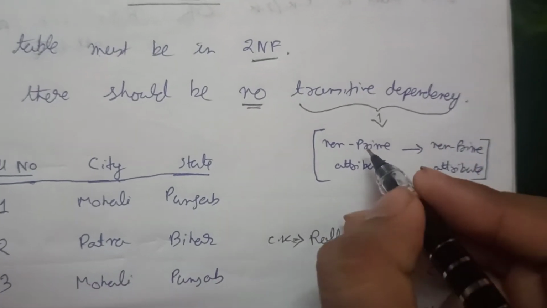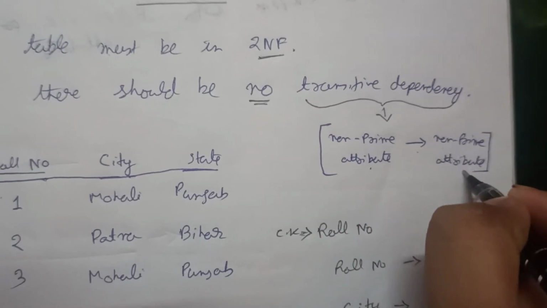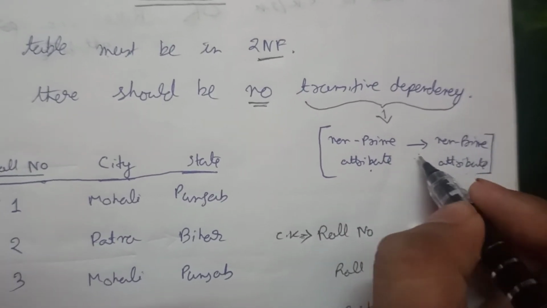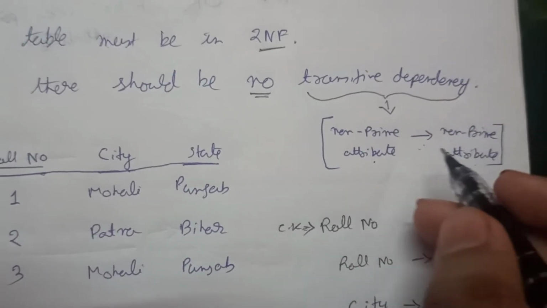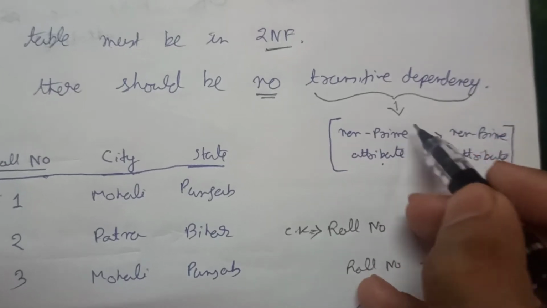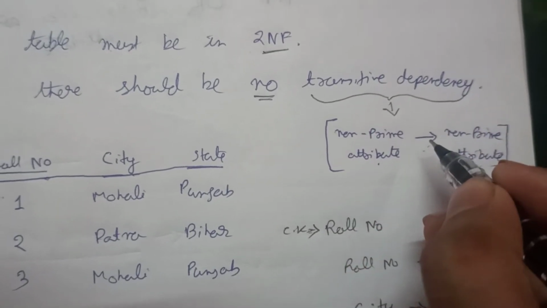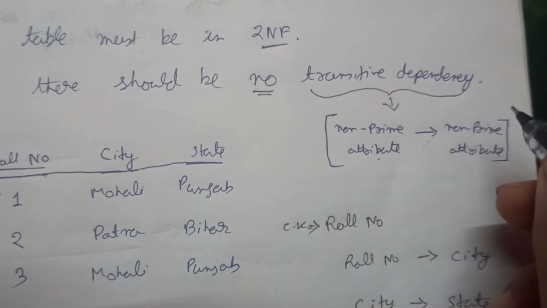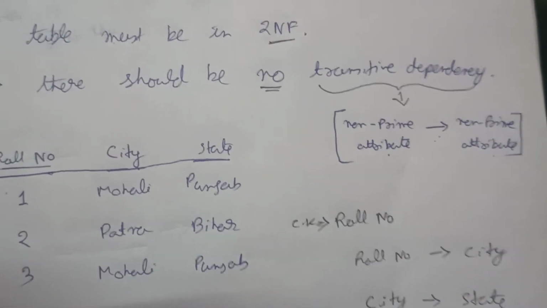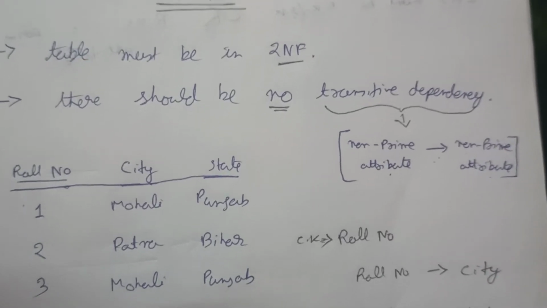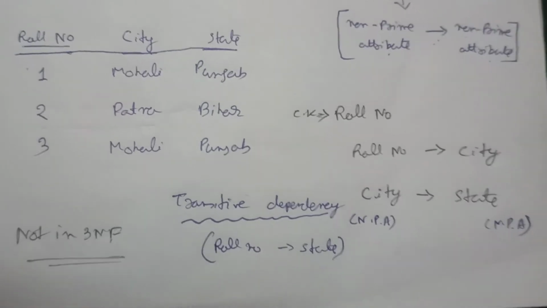If a non-prime attribute is determining another non-prime attribute, then we can say that this is a transitive dependency. So if any of the functional dependencies has this type of dependency, like a non-prime attribute depending on another non-prime attribute, then this FD is a transitive dependency, and this relation is not in 3NF. Now let's check an example.